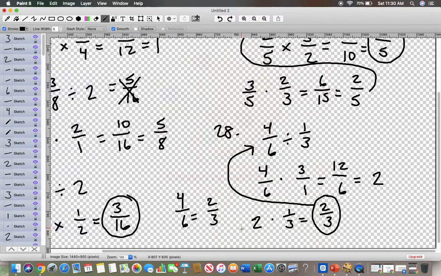They are equivalent fractions. All right, you've got the evens for homework tonight. Let me know if you have any questions.